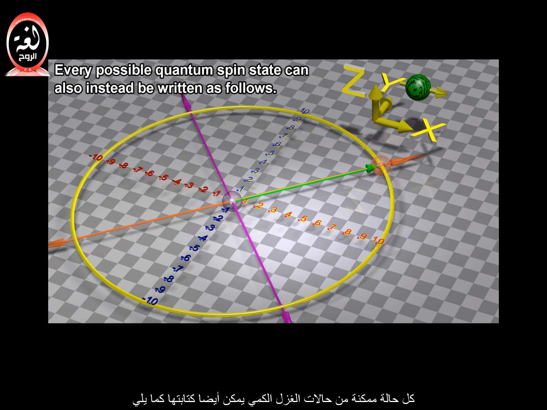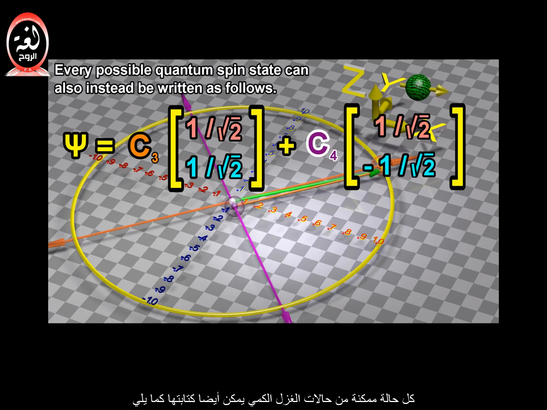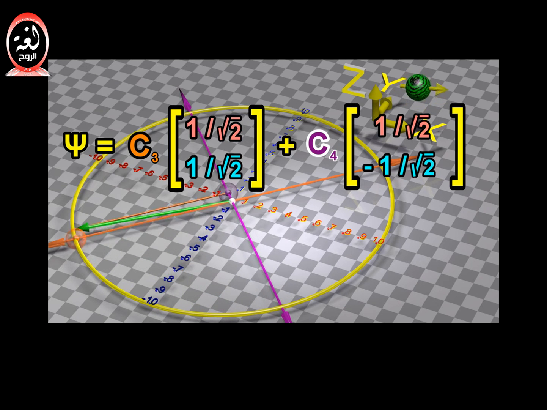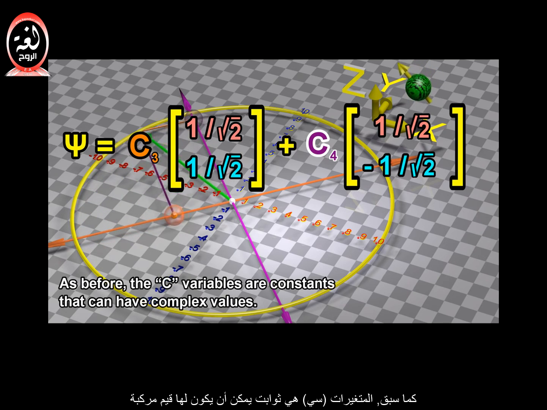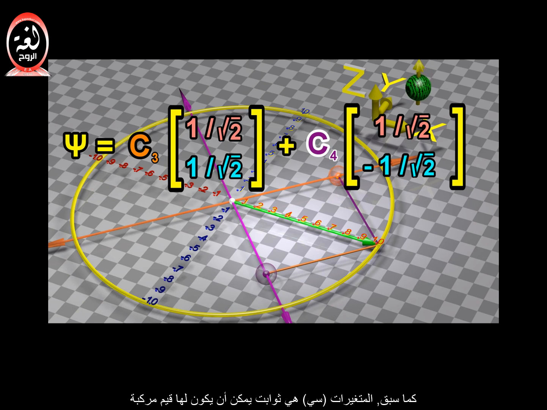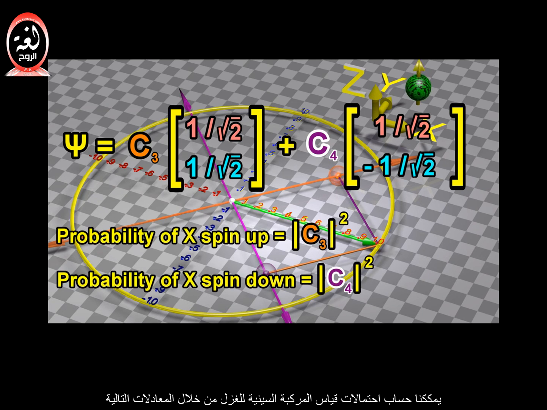Every possible quantum spin state can also instead be written as follows. As before, the c variables are constants that can have complex values. We can calculate the probabilities of measuring the x component of spin through the following equations.